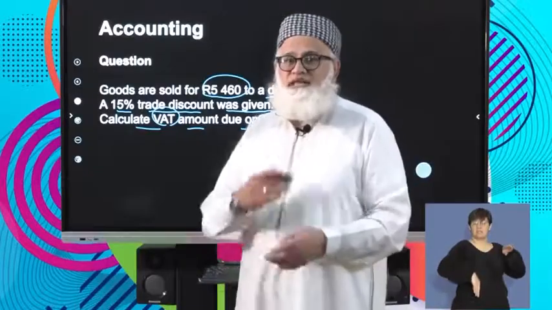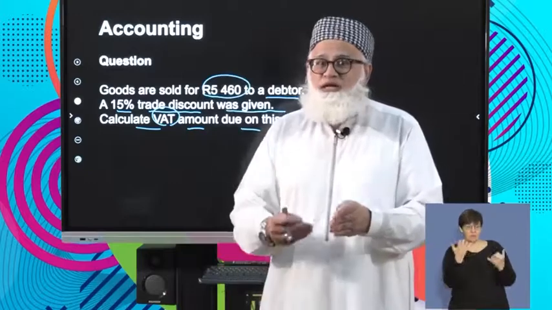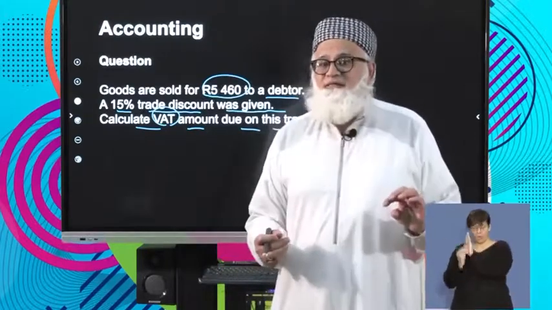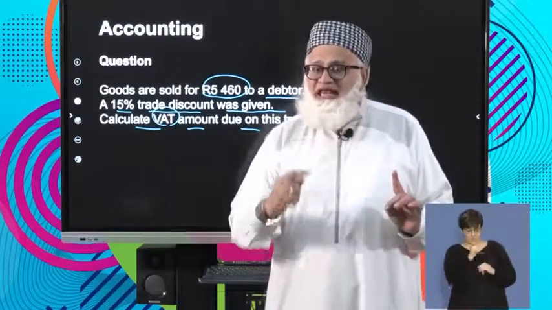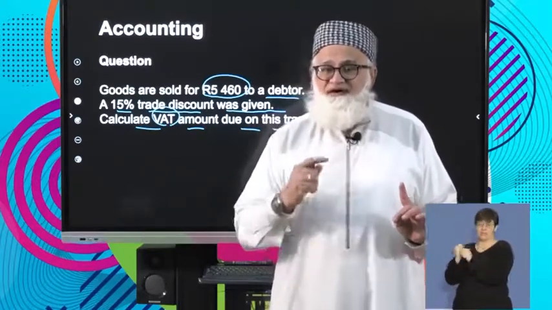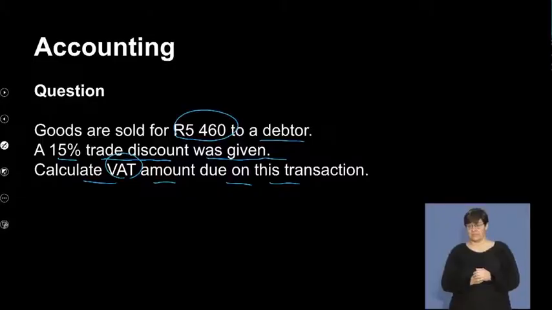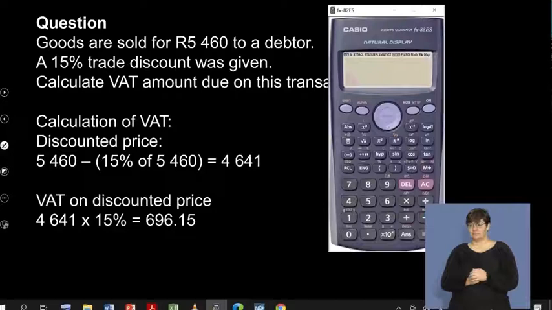Okay? Just a little bit about trade discount. Remember, trade discount is calculated on the invoice price, and is not recorded. And that is important. Trade discount is calculated on the invoice, but is never ever recorded. Therefore, step number one, the first thing you're going to do is to work out our amount, which is 5,460. Let's do that.